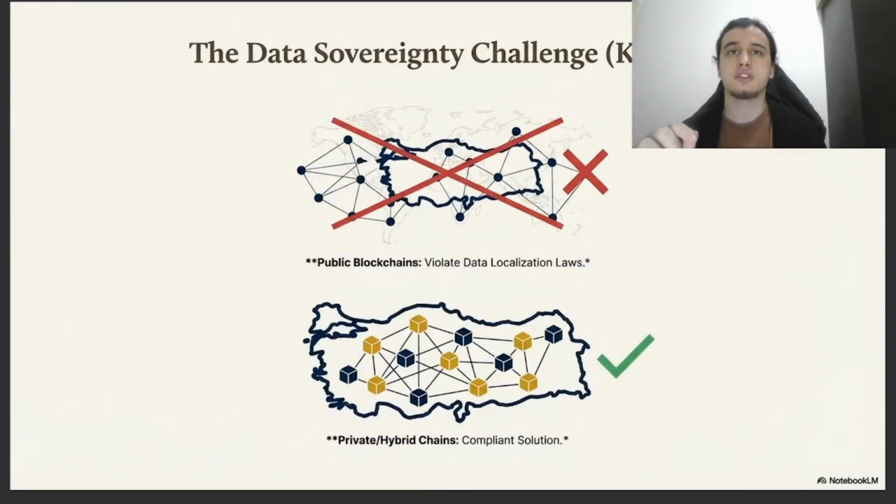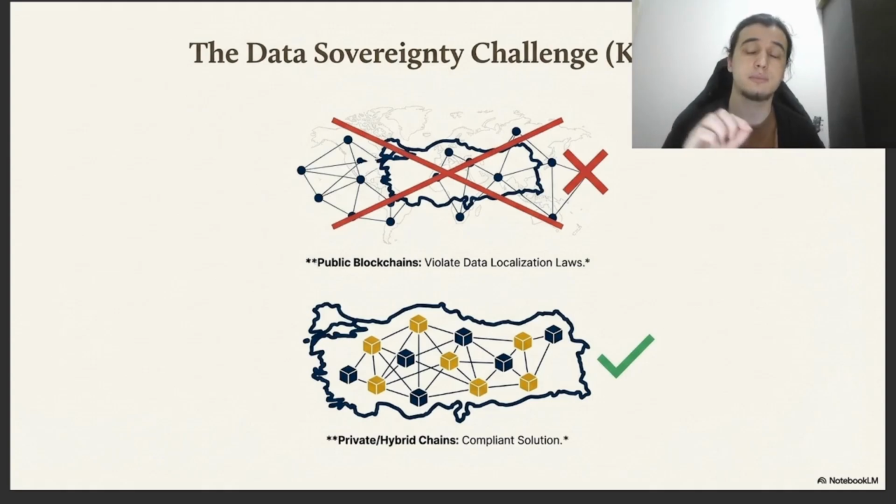Data sovereignty, KVKK. Public blockchains like Ethereum clash with Turkey's data localization laws because data exists on nodes worldwide. The solution lies in private or hybrid chains where sensitive financial data remains within the national borders.